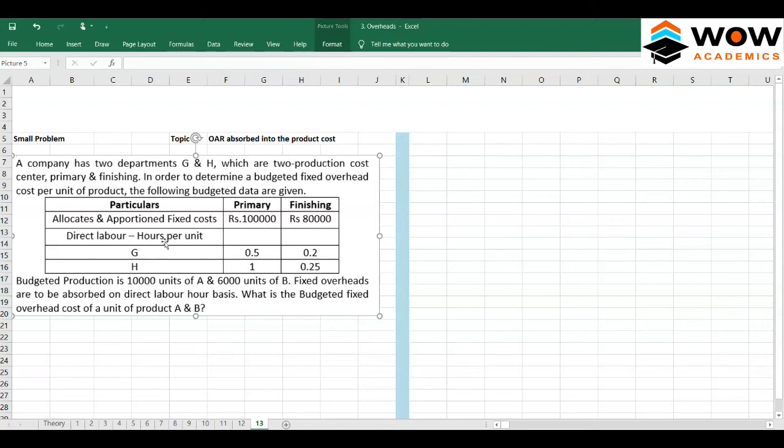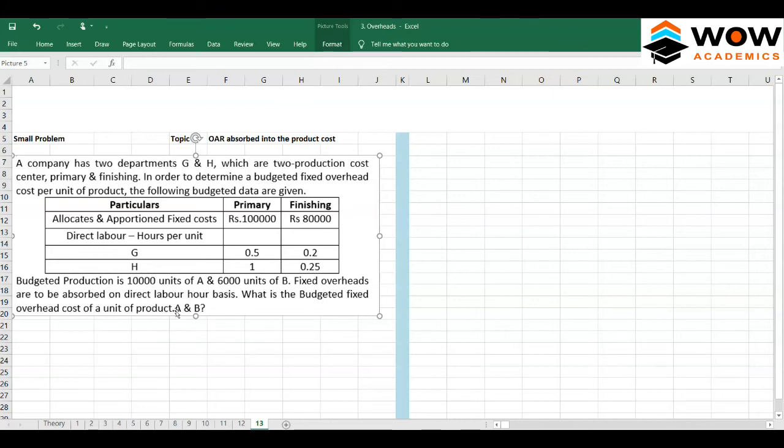Direct labor hours per unit for G is 0.5 in primary and 0.2 in finishing. H has 1 hour in primary and 0.25 in finishing. The budgeted production is 10,000 units for A and 6,000 units for B. Fixed overheads are to be absorbed on direct labor hour basis. What is the budgeted fixed overhead cost of a unit of A and B?